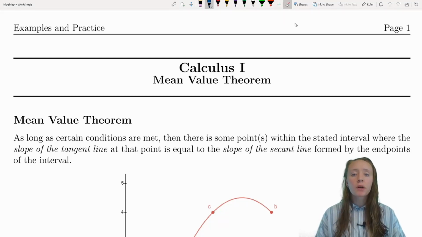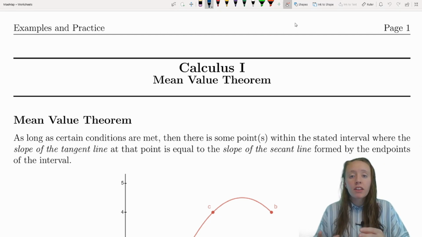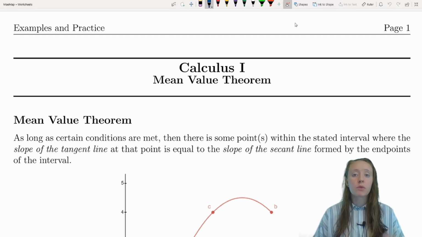In today's video, we're going to do some examples on the mean value theorem and then eventually on Rolle's theorem. So let's get ready to roll.